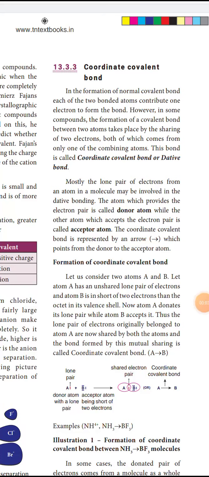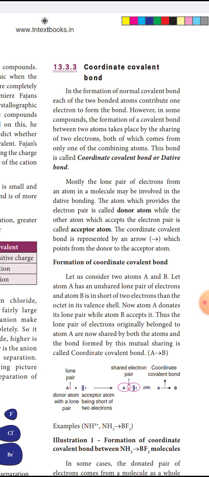Dear students, in this video we are going to discuss the topic coordinate covalent bond. What is that? Coordinate covalent bond. Okay students, first, do you know how a covalent bond is formed? Yes, a covalent bond is formed by mutual sharing of electrons between the atoms.